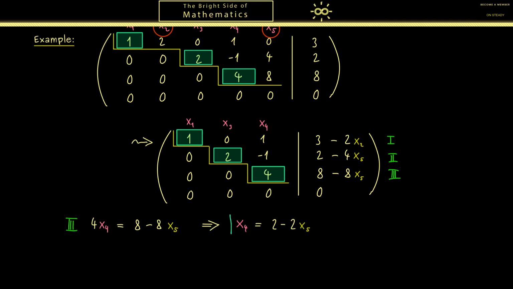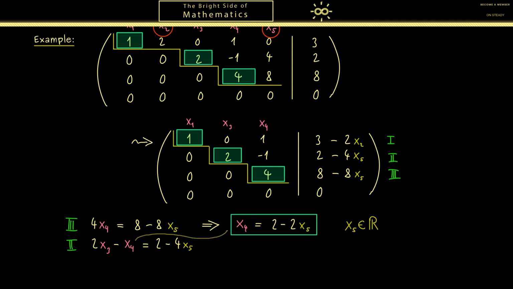So please note, saying that x5 is a free variable means it could be any real number. And depending which real number we choose for x5, we get a different number for x4. Okay, then let's go to x3, to the next one, which means we go to the second row now. So this equation now reads 2 times x3 minus 1x4 is equal to 2 minus 4x5. Okay, at this point you know how this backward substitution works. We have to put in what we already know for x4. Hence, this gives us a new equation.